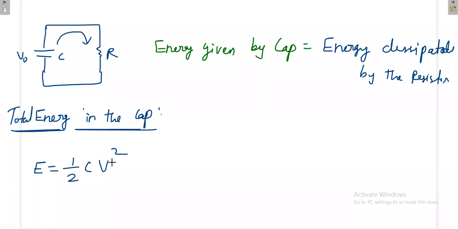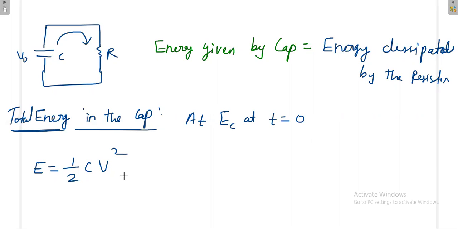t is equal to 0. Yes, the total energy in the capacitor is the energy that is present in the capacitor at t equal to 0. So the total energy in the capacitor means the energy in the capacitor at t equal to 0.